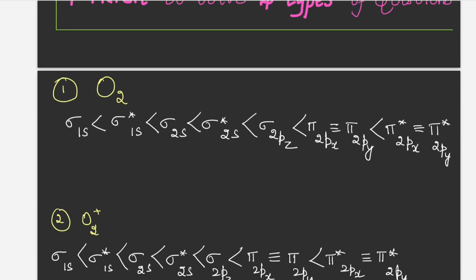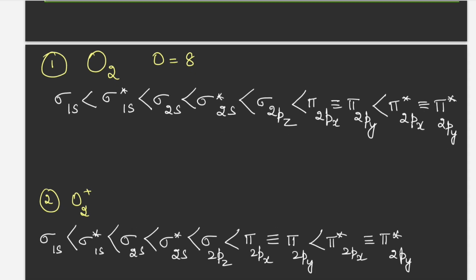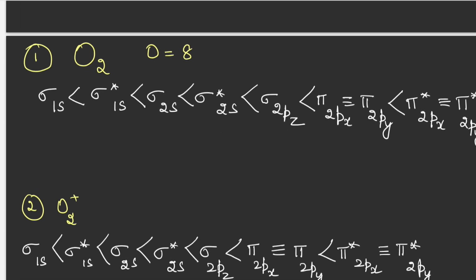So first, let us take oxygen O2. Students, what is the number of electrons present in oxygen? In oxygen totally 8 electrons will be present. So in O2, 8 plus 8 is equal to 16 electrons. So totally 16 electrons will be present.